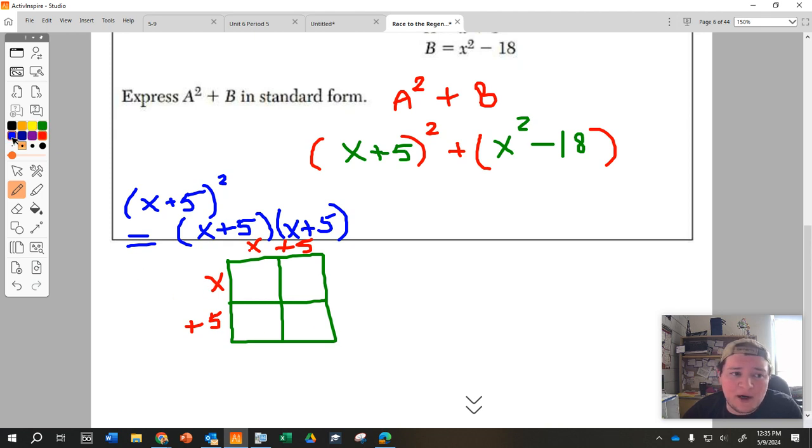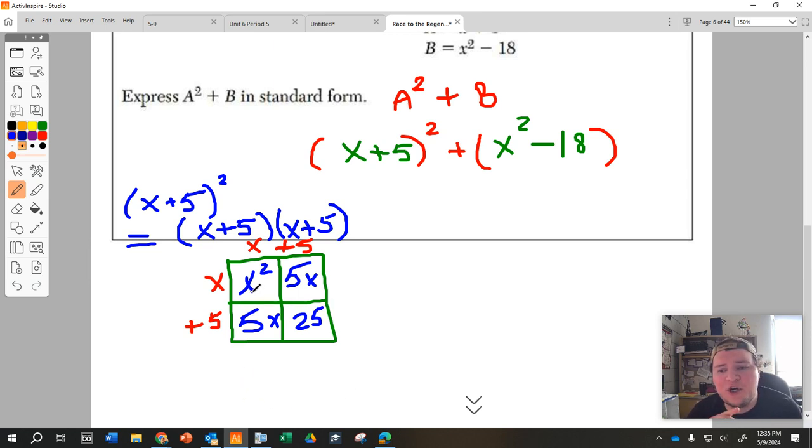Hopefully this is a little bit quicker. X times x should be x squared. X times 5 is 5x. 5 times x is also 5x. I'm going kind of quick here. 5 times 5 is 25. I got my 4 pieces.